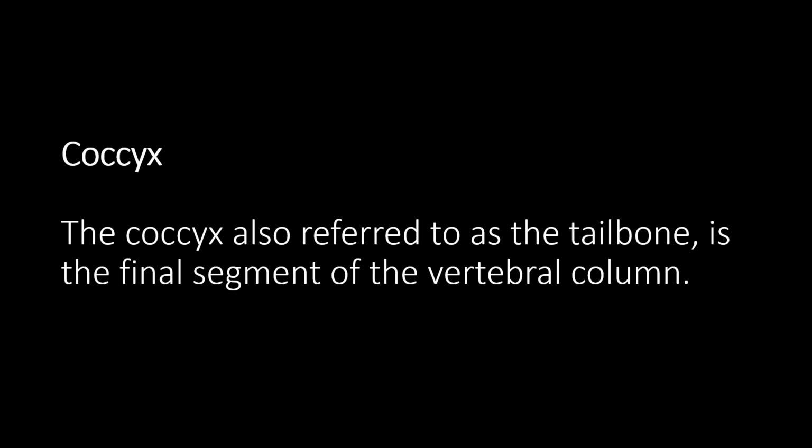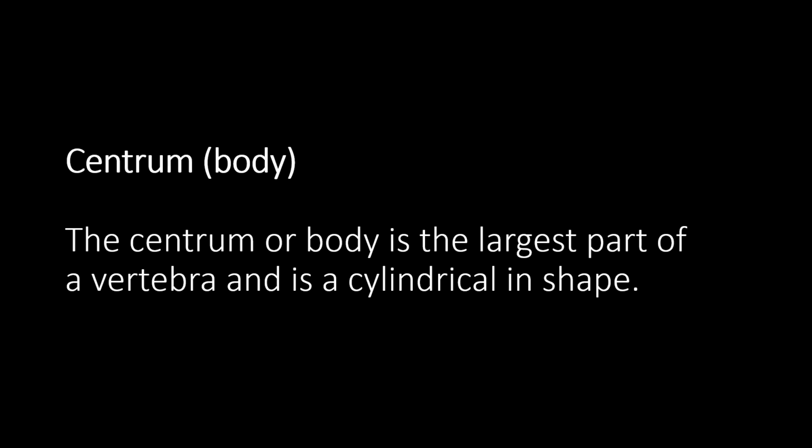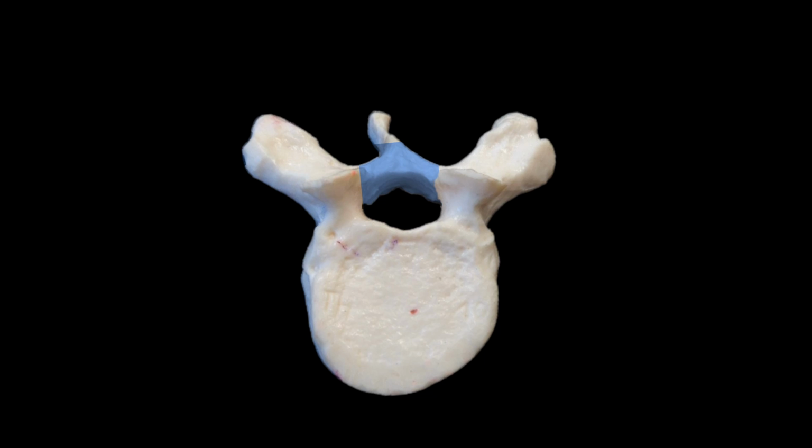Coccyx. The coccyx, also referred to as the tailbone, is the final segment of the vertebral column. Name this anatomical area. Centrum body. The centrum or body is the largest part of a vertebra and is cylindrical in shape. Name this anatomical area.